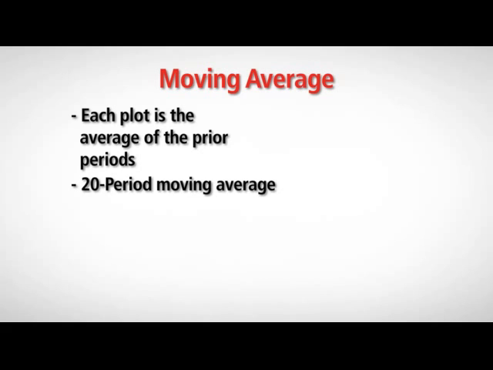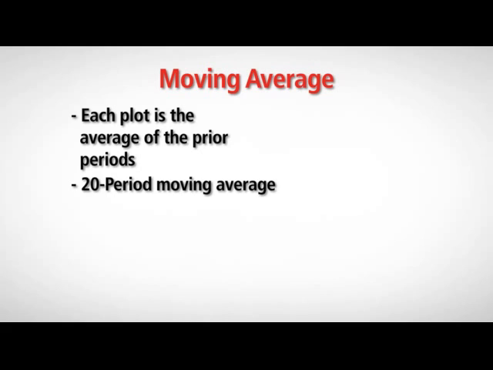Now, there's no magic to the number 20. You can use any number you want. You can use 20, 30, heck, you can use 22 days if you want. But some of the more commonly used moving averages are 20 periods, 50 periods, and 200 periods. And what is a period? Well, a period can be a day, an hour, a minute, or basically any way you want to divide up the trading time.